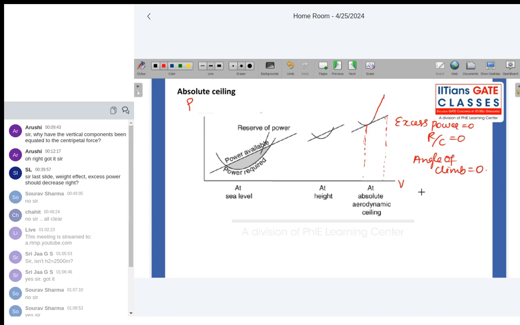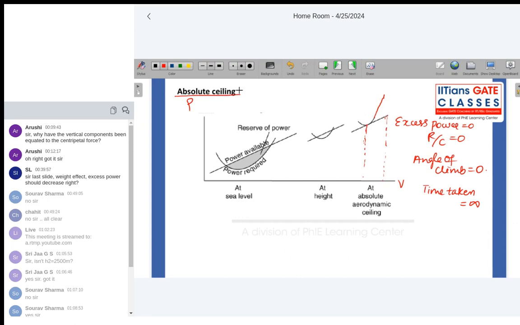So the time taken to achieve this altitude is infinite. In an aircraft, it is never possible to achieve this altitude. This altitude is called the absolute ceiling.